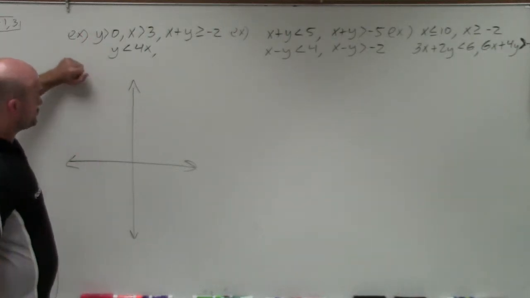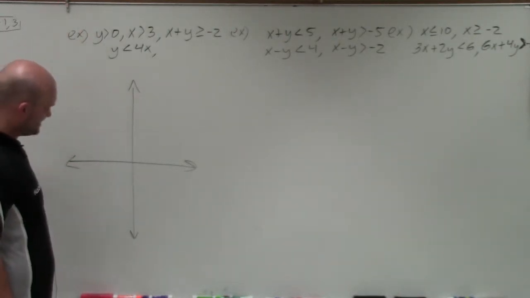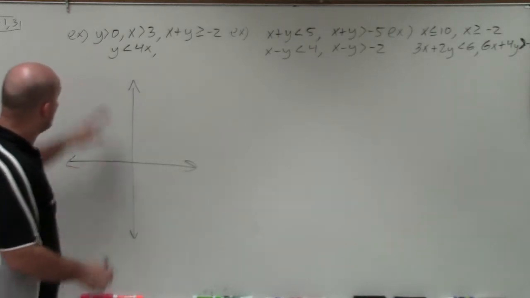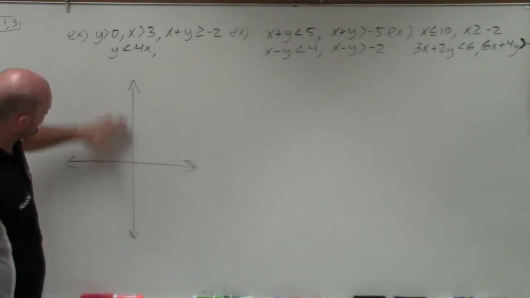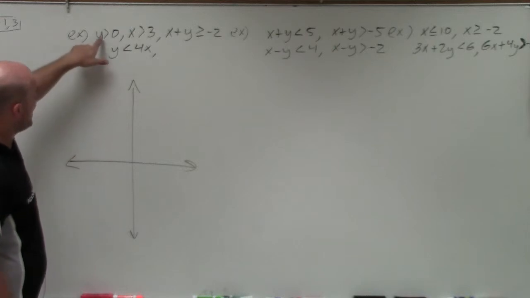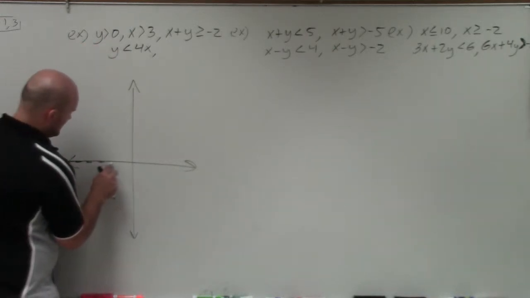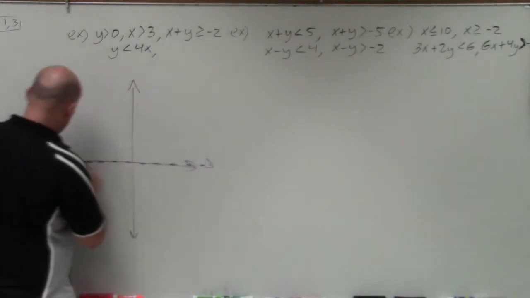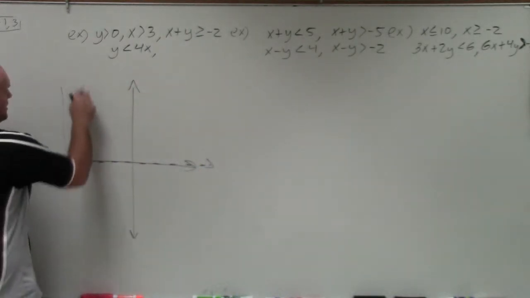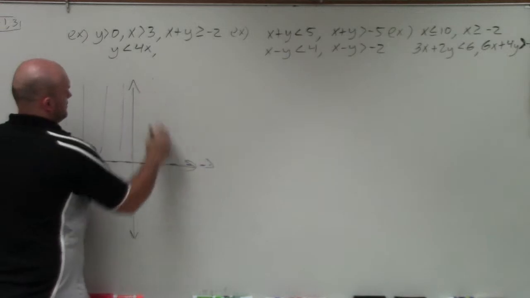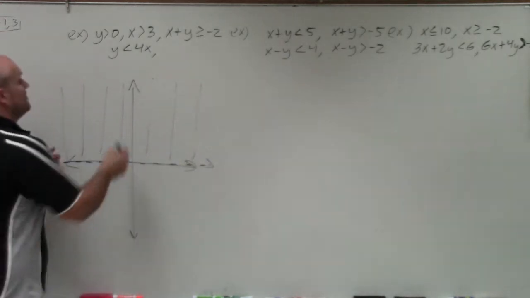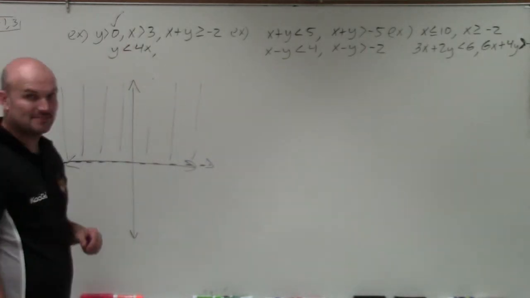So remember, y is greater than 0. When y equals 0, that's going to be a horizontal line at the x-axis. Greater than tells us it's going to be a dashed line, and greater than is going to be all the values above. We basically just go from left to right.